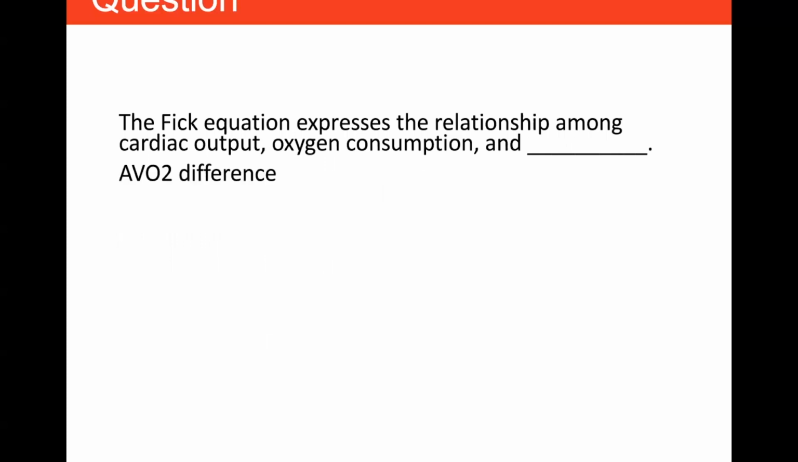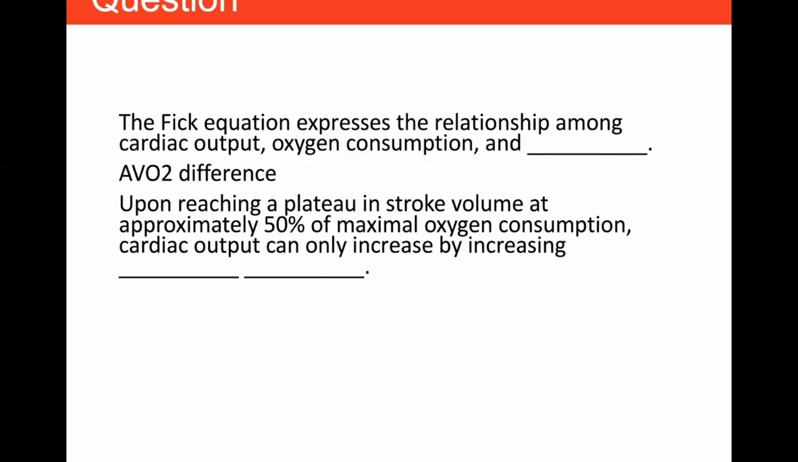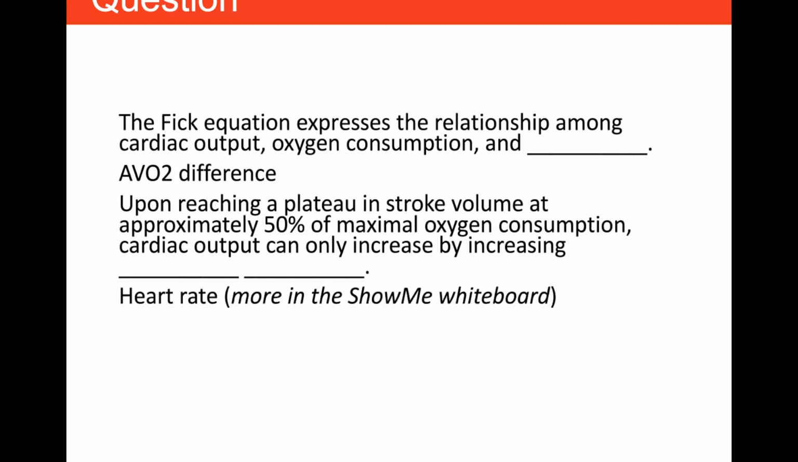Pretty impressive stuff. All right, this one's a little bit harder. This was actually coming from the Show Me whiteboard session there, because it's from a different textbook. Upon reaching a plateau in stroke volume at about half of your VO2 max, which does happen if you're in a relatively untrained state or even a decently trained state, cardiac output can only increase by increasing what? And if you review that Show Me, you'd know this. This is going to be the heart rate.